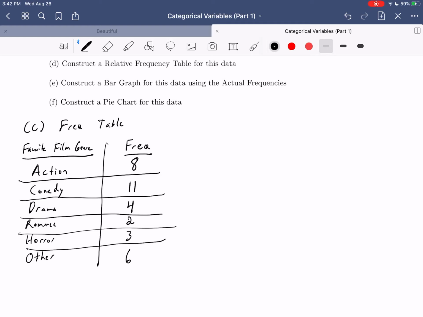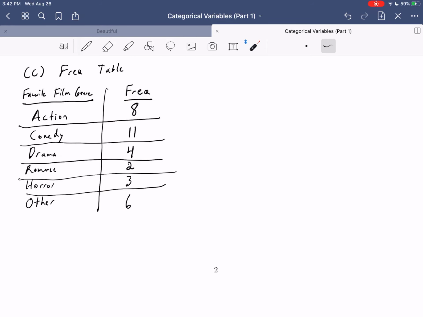All right, so there we go. That's what a frequency table looks like. You have the different categories and you have their frequencies. One thing we might want to add to a frequency table that's usually good practice to have is a total. So let's go ahead and do that as well. If we total up these frequencies, 8, 19, 23, 25, 28, 34. So our total is 34.